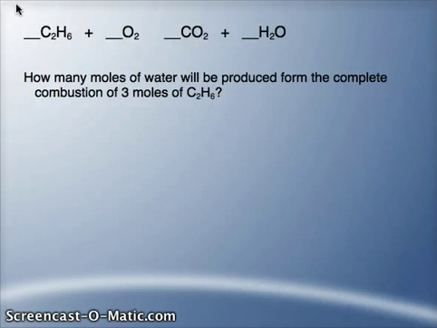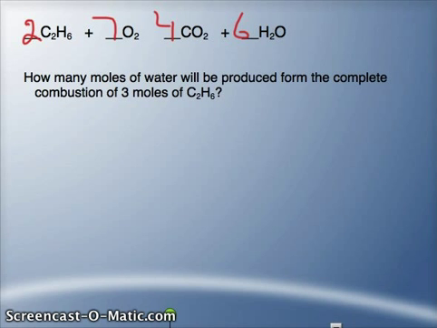So here is the same equation, and remember the balancing was 2, 7, 4, 6. And the question is, how many moles of water will be produced from the complete combustion of 3 moles of C2H6? Again, you can look at how many moles of water, so this is one part, and you're given C2H6, so you're looking at the ratio. The ratio is 2 to 6.